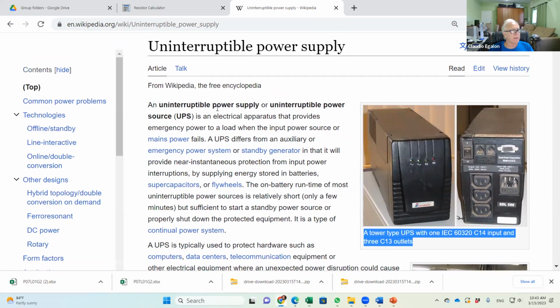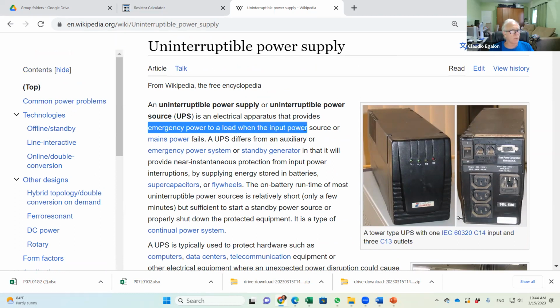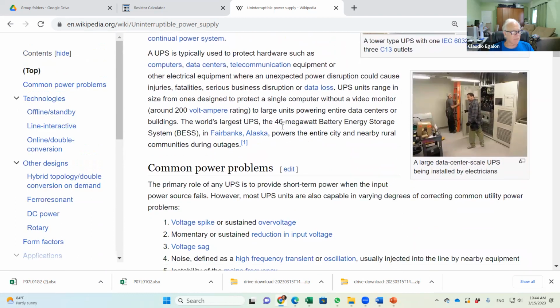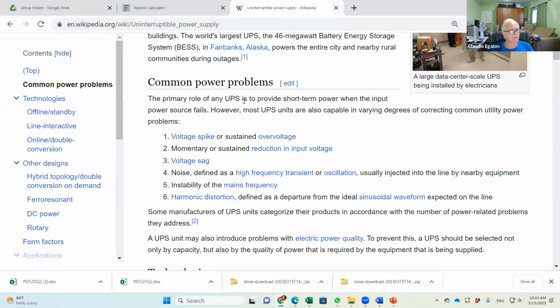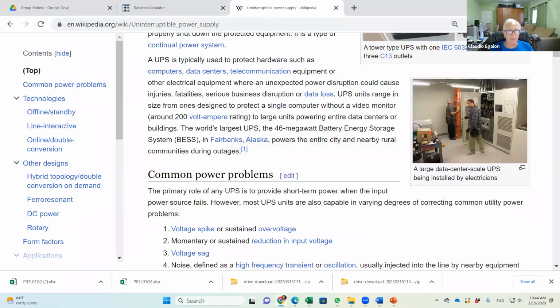And here you go: an uninterruptible power supply, or uninterruptible power source, is an electrical apparatus that provides emergency power to a load when the input power source or mains power fails. They have those things in all sorts of places, especially with people who deal with computers and cannot have their computers down for too long. So they install those things to keep them going for some time and save the data.